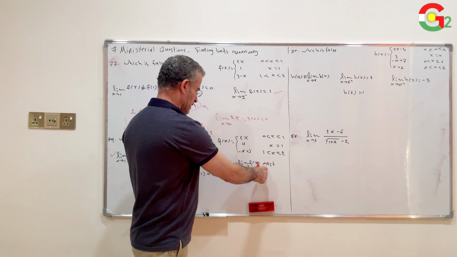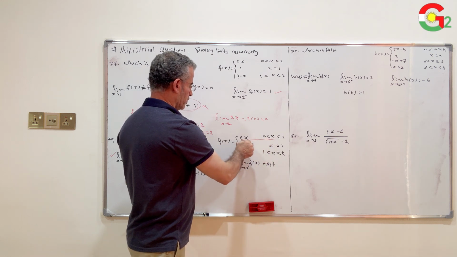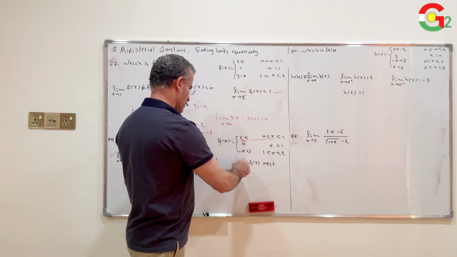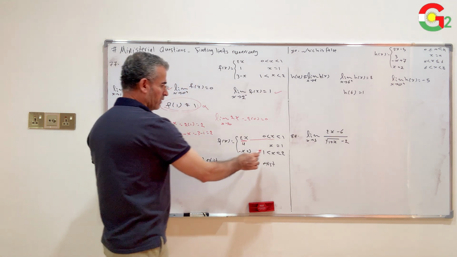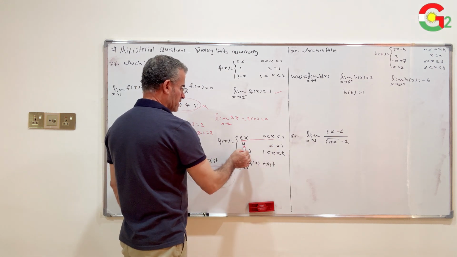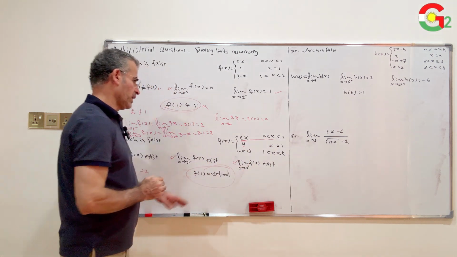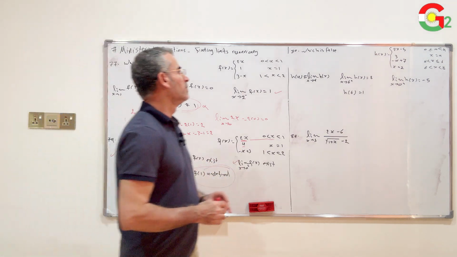Limit f of x exists when x approaches 0 from right. 0 from right, I substitute here: 2 times 0 is 0, it exists, also true. f of 1 is undefined, it is false, since f of 1 is 4, it is defined. When x is 1, f of x is 4. The right choice is D.